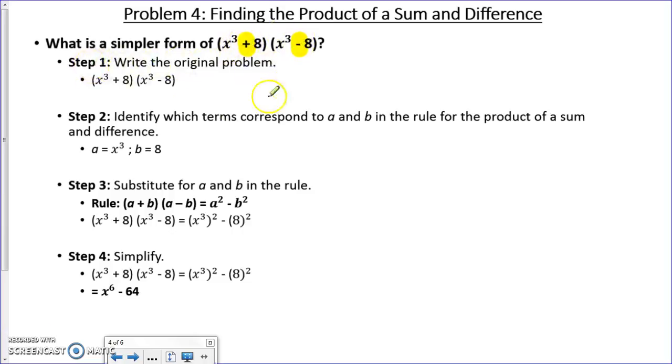So the first thing you do is you write the original problem. Second step is you identify which terms correspond to a and b in the rule for the product of a sum and difference. A is your first term, b is your second term. Do not worry about plus and minus. X cubed is a and 8 is b. We're going to substitute for a and b in the rule. So the rule is (a + b) times (a − b) is equal to a squared minus b squared. So a is x cubed, b is 8, so x cubed squared minus 8 squared. And that simplifies to x to the 6th power minus 64.